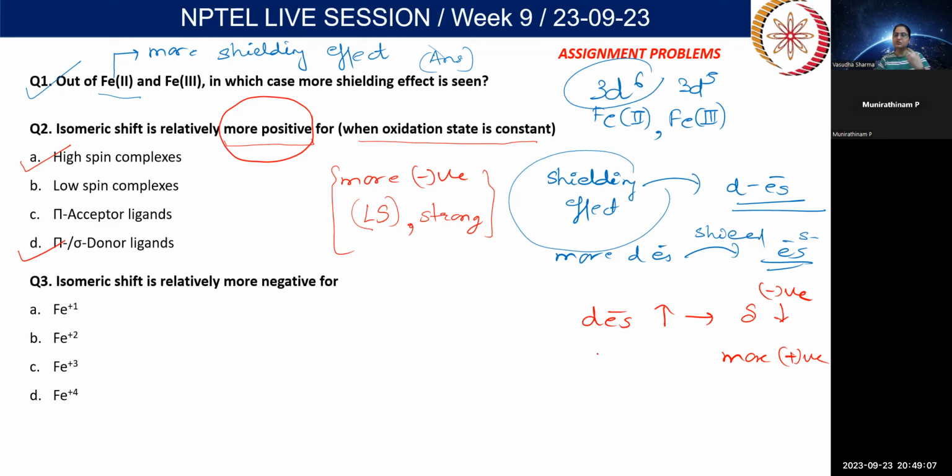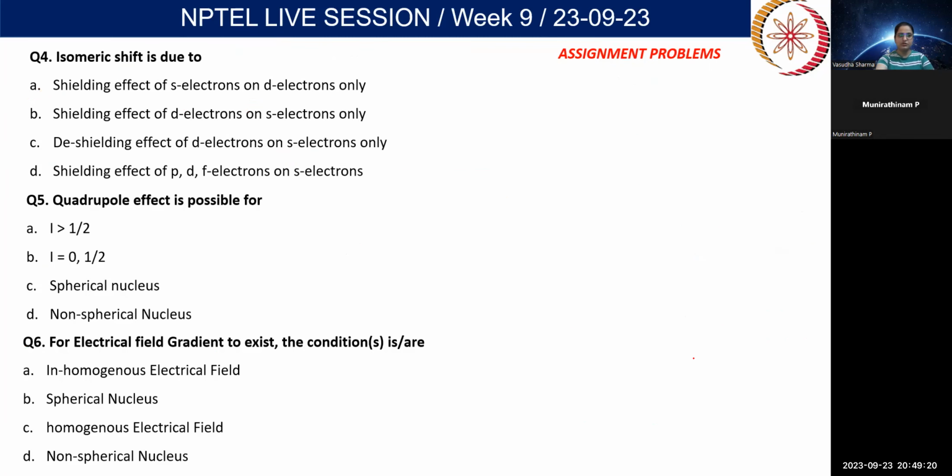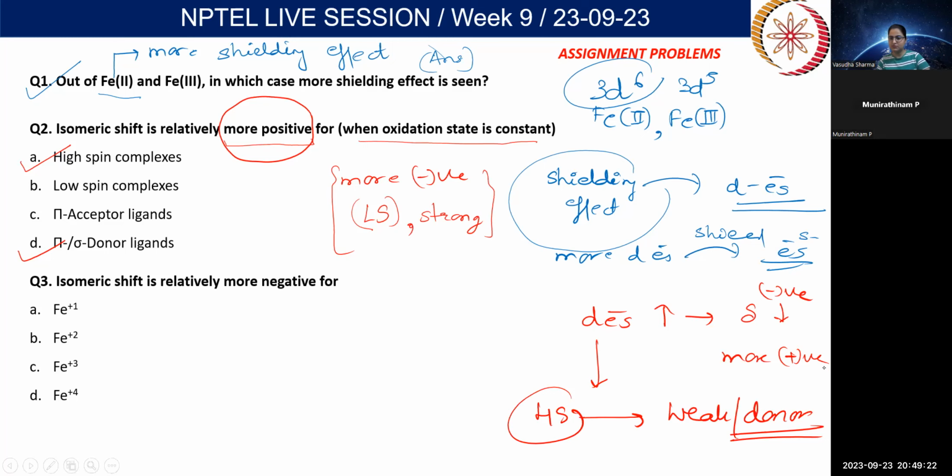How could the d electrons be increased when we have high spin complexes? How is it high spin when we have weak or donor ligands? That's what I was asking. How do we get the more positive value when we have high spin complexes as well as donor ligands? So now it is clear.